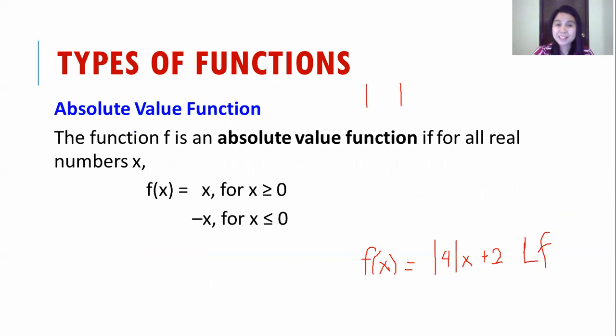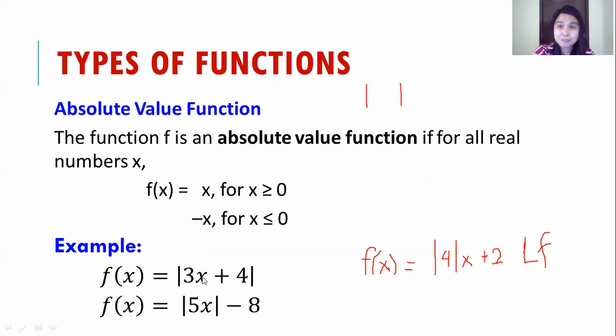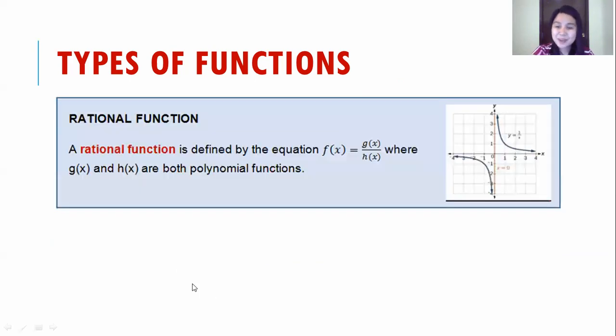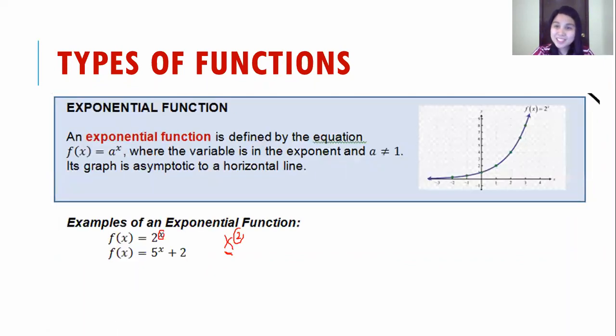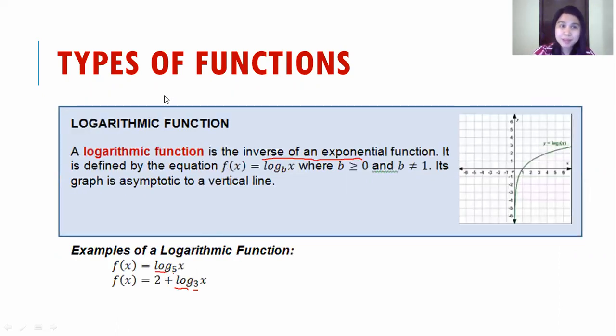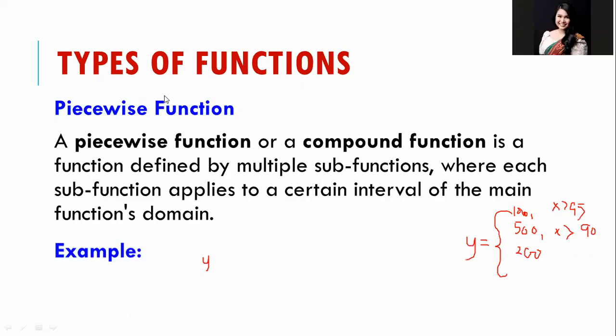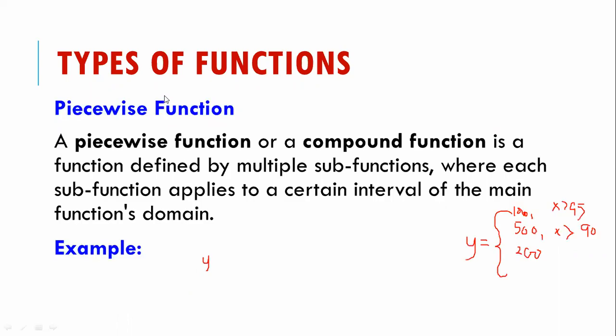Next, absolute value. The variable is found in the absolute value bar. The next is rational. The numerator and denominator are both polynomial functions. Exponential, the exponent is a variable. Logarithmic, we have the logarithmic sign. Then the piecewise, we have some conditions. So that ends today's discussion for functions.